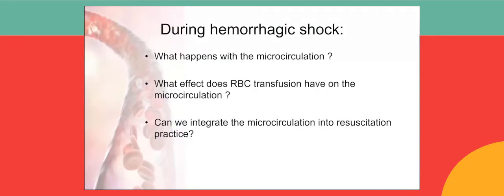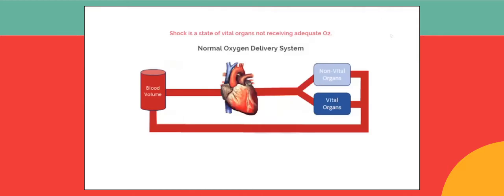So it's a difficult question, what happens to the microcirculation during hemorrhagic shock. And I've tried to dissect this question in three parts. So first, during hemorrhagic bleeding, what happens to the microcirculation? What effect does the transfusion have on this microcirculation? And can we integrate these data into our practice of resuscitation strategies?